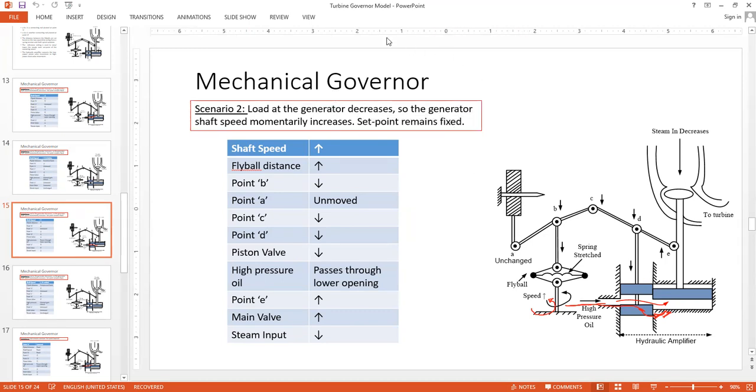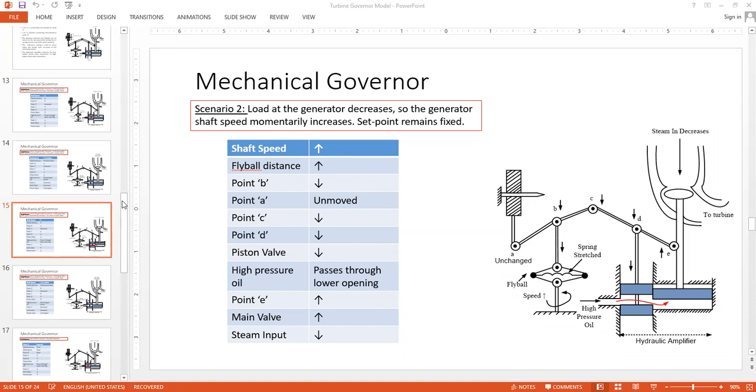It was untouched. The speed was sensed, and because there was higher speed, the fly ball distance increased. The spring stretched a little bit. Points B, C, and D all came down, and accordingly there was an opening at the lower chamber, and it felt the pressure from the bottom end. We saw that this big shaft, this opening of the channel for the steam flow to the turbine, was getting closed, or getting smaller.